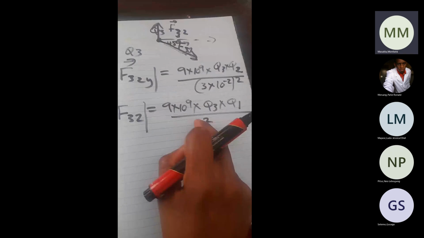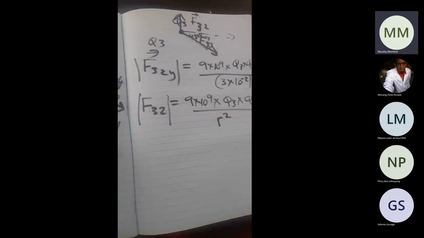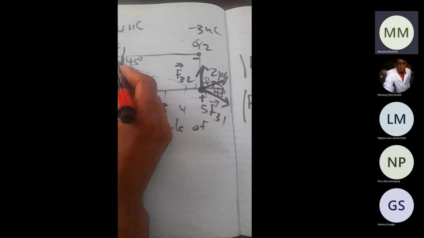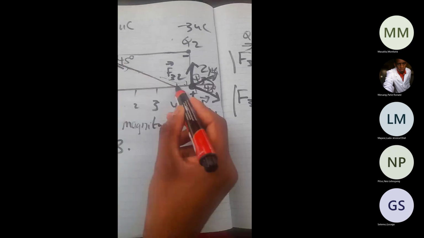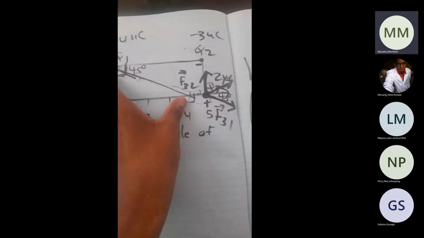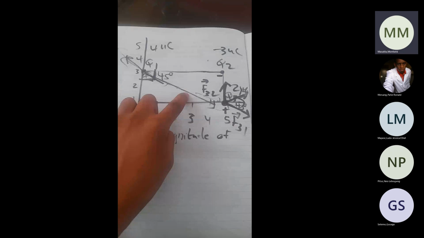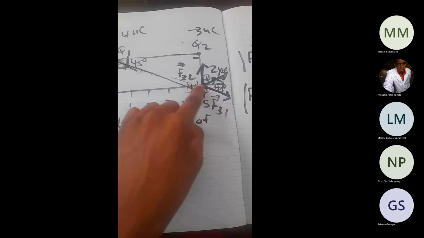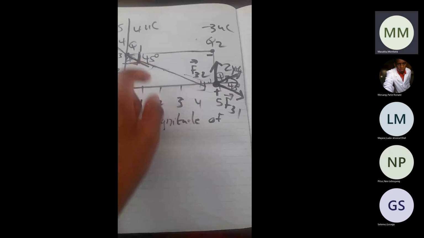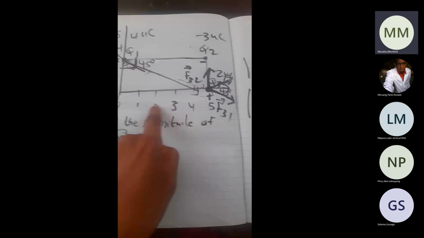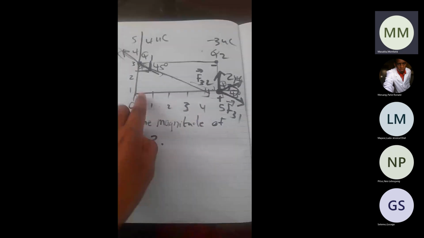So the distance, we are going to look at this distance. This distance should be the same as this distance. So we are going to use the Pythagoras theorem to find this distance here, to find this hypotenuse. Because here we have 5 centimeters, we have 3 centimeters. Distance here is the same as this distance.